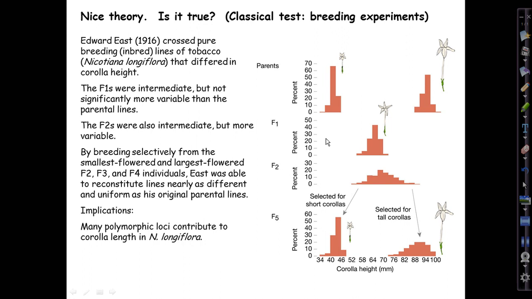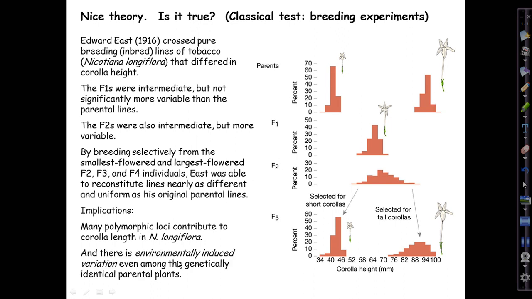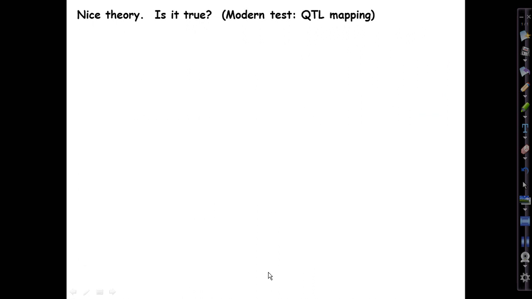So the implications of that were that many polymorphic loci did contribute to corolla length in this population and species. Otherwise, he would have been able to immediately reconstruct the parentals. And there is also environmentally induced variation, even among the genetically identical parental lines and the F1s, which have less variation than the generations that are still apparently segregating for many of these plus and minus making alleles at different loci, but that is important, significant quantitatively.